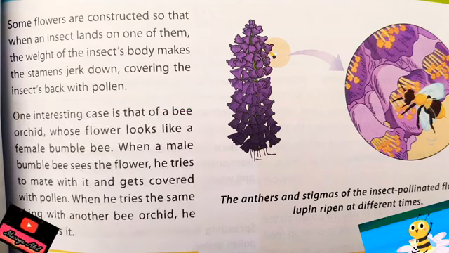One interesting case is this flower that ripens and looks like a bumblebee. The flower looks like a female bumblebee. When a male bumblebee sees the flower, he tries to come along and gets trapped, and gets more of the pollen of the flower and transfers it to other flowers. So, isn't it a great tactic, a clever one?